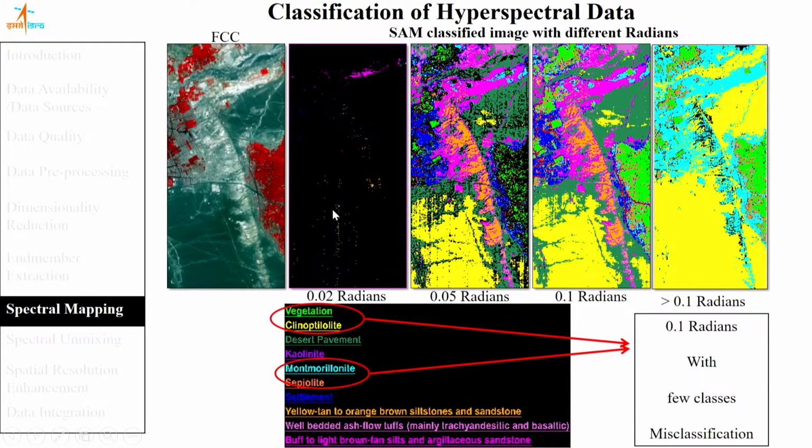So this is one of the, you can say, the FCC image of Everest, and when the angle was taken very less, fewer pixels classified. You increase it to 0.05, some pixels got classified, some more pixels. When you increase it to 0.1 radians, maximum pixels got classified, but some remain unclassified, or some are showing misclassification also. Greater than 0.1 radians, you can see misclassification started occurring.